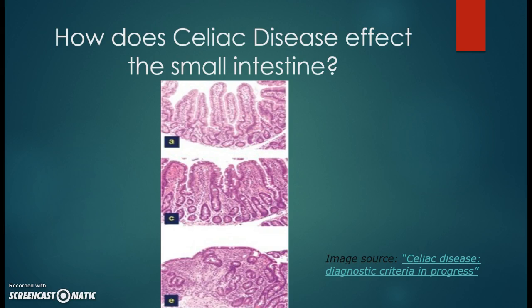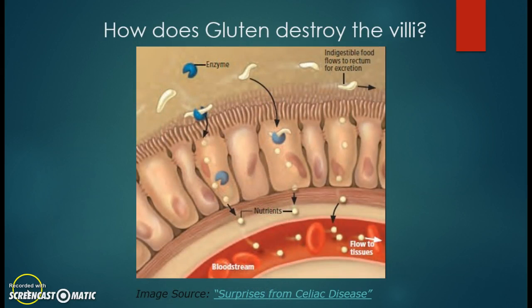Here is an example of what the villi look like in the different stages of destruction. Example A is what villi look like in a normal, healthy person. In example B, you notice that the villi begin to lose their shape, which affects the process of absorbing nutrients. And by the third example, you can see that the villi are completely flat and unable to maintain any function. So how does this happen?